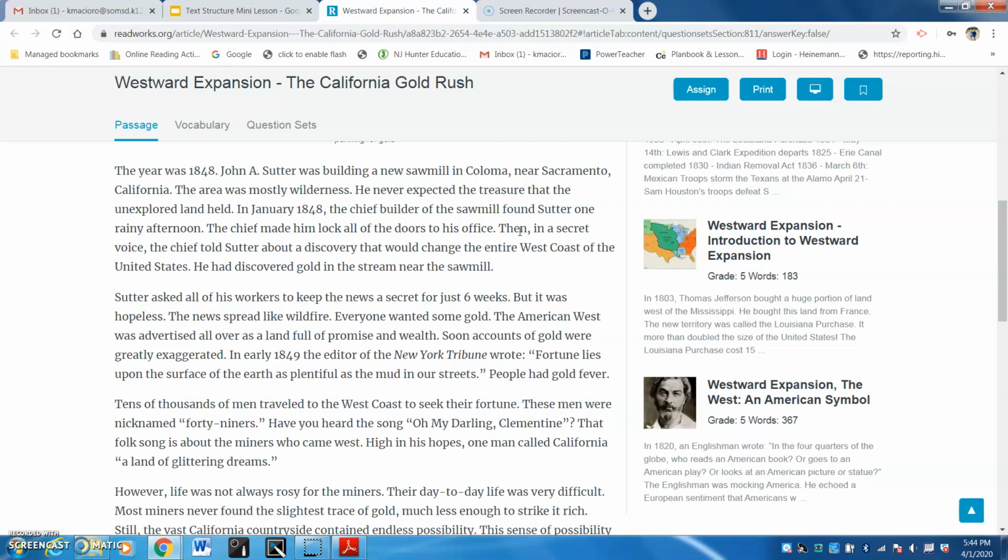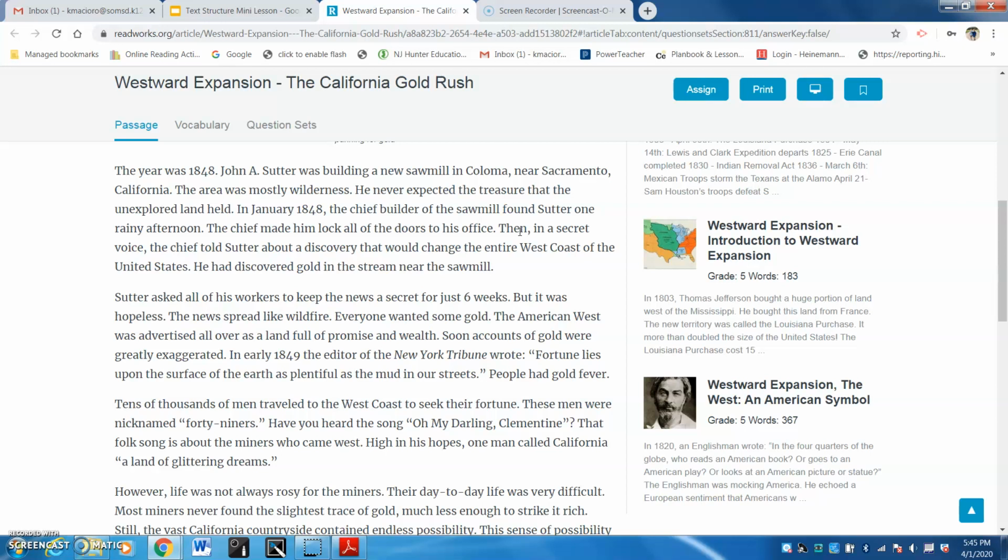Moving on. Sutter asked all of his workers to keep the news a secret for just 6 weeks, but it was hopeless. The news spread like wildfire. Everyone wanted some gold. The American West was advertised all over as a land full of promise and wealth. Soon, accounts of gold were greatly exaggerated. In early 1849, the editor of the New York Tribune wrote, "Fortune lies upon the surface of the earth as plentiful as the mud in our streets." People had gold fever.